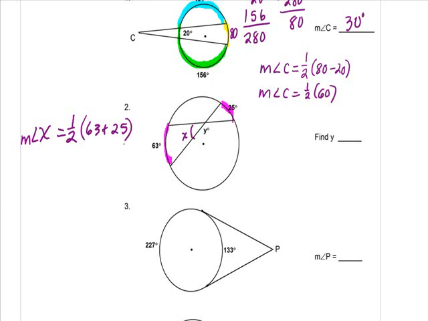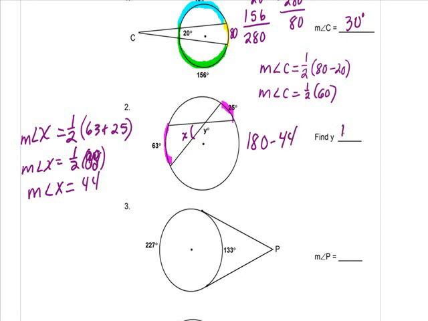Add them up. What do we get? 88. So we get half of 88. Oops, I did 2 steps. So the measure of angle x is 44. So if angle x is 44, then angle y is how much? 36. Good.